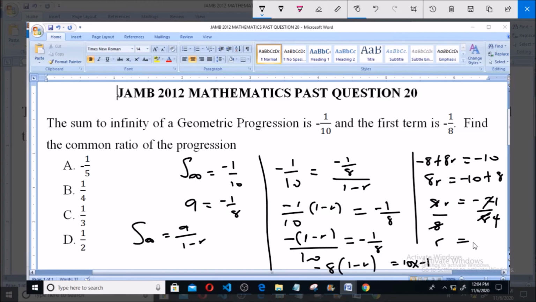So that means r is equal to minus 1 over 4, and that should be option B. Option B should be minus 1 over 4, which is the correct answer to this question.